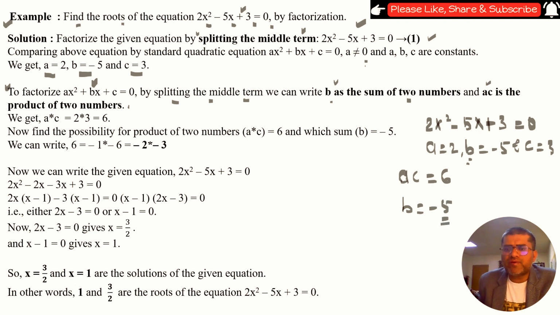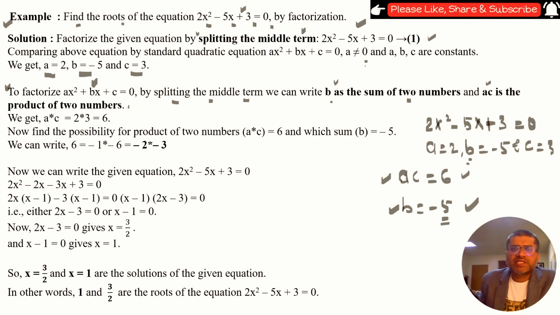We will just find a combination of two numbers whose product is 6 and whose sum is minus 5.